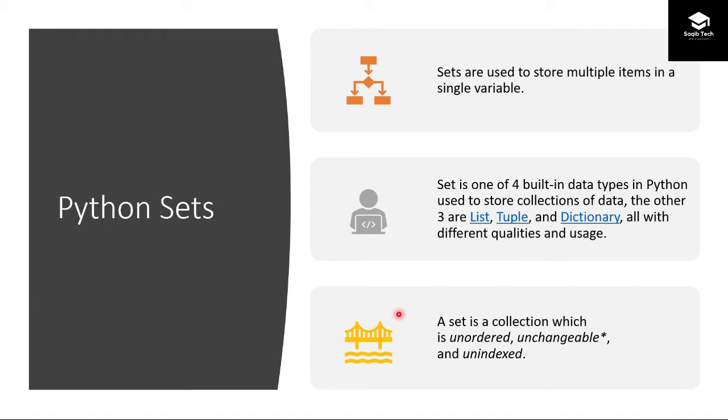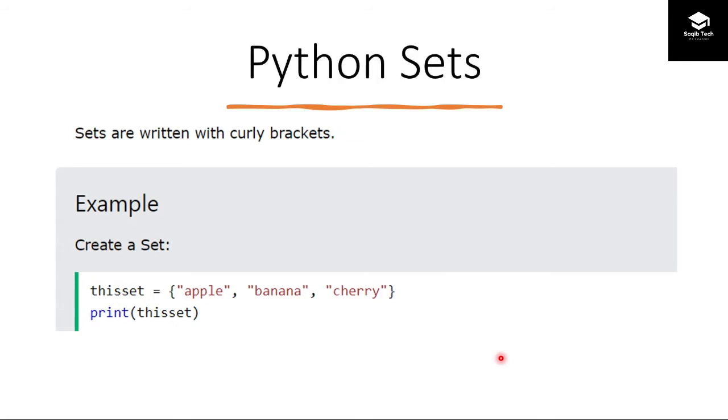The main difference of set from other data types is that it's a collection which is unordered, unchangeable, and unindexed. What does it mean? It means that sets are not changeable, and sets are not in any order. Like a list, we can access values using 0, 1, 2, 3 index, but there is no index or order in the set. So let's look at how to create it.